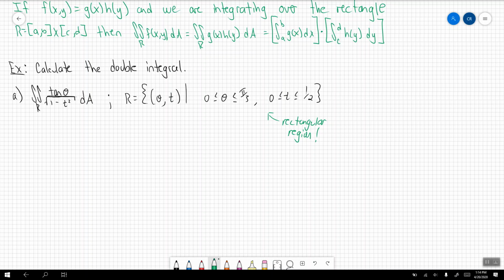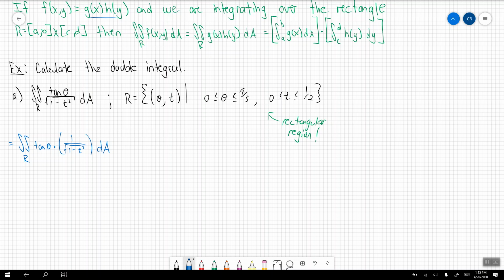Now, is the function separable? Can we separate that function? Alright, so that's the next question. Could we write it as tangent of theta multiplied by 1 over the square root of 1 minus t squared? Could we do it this way? That's a big question, and the answer is yes. So the function is separable. Alright, that's one of the first pieces.